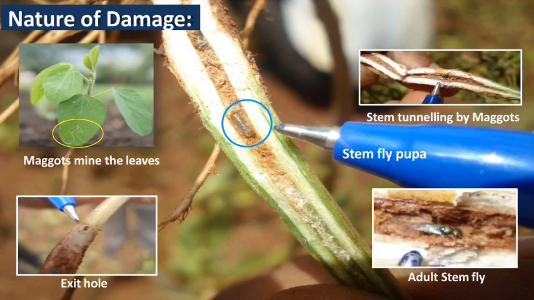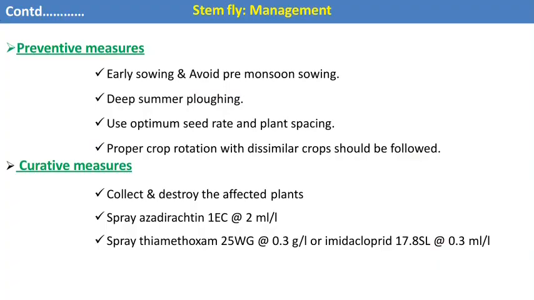In this slide we can also see exit holes. These are nothing but the holes created by the maggots of the stem fly for the fly emergence.